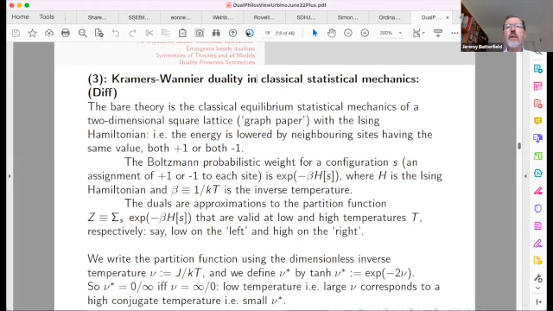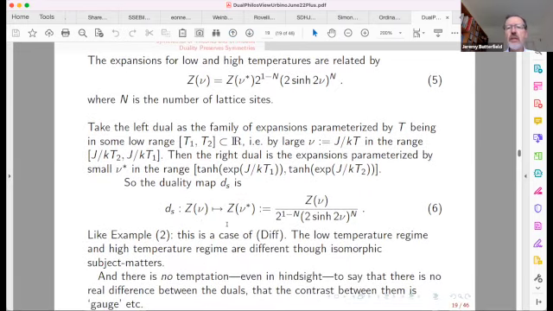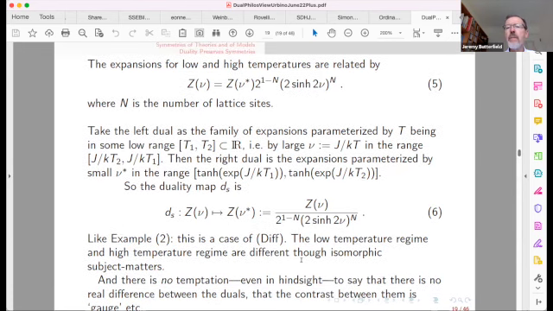Okay, so whoops. The duality map then, I went back too fast, excuse me. The duality map is mapping from Z of nu to Z of nu star. And as it's written there, the low temperature regime and the high temperature regime are different, but the formula is corresponding, and we can talk about an isomorphic piece of physics at low temperature and high temperature. But nobody would say that there is no real difference between these duals, or that the contrast between them is gauge. Right? It's a straightforward bit of the same formulas in two different regimes.